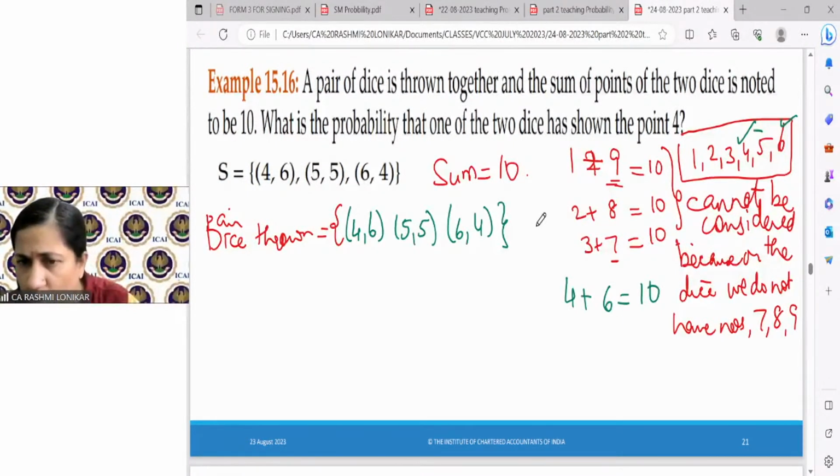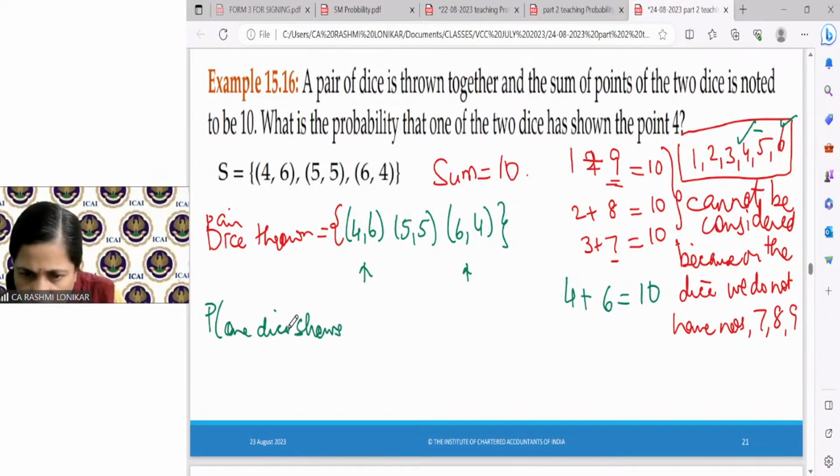What are they asking? What is the probability that one of the dice has the point 4? So how many have 4? This is one and this is another. And how many are total? 3. So the probability that one dice shows 4 is equal to 2 upon 3. These are the two pairs where you have a 4, and what is the total number? 3. So 2 by 3.